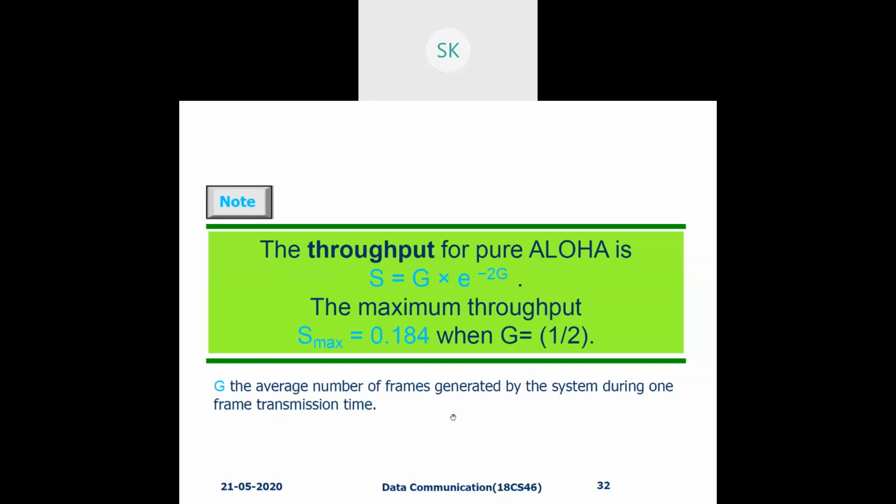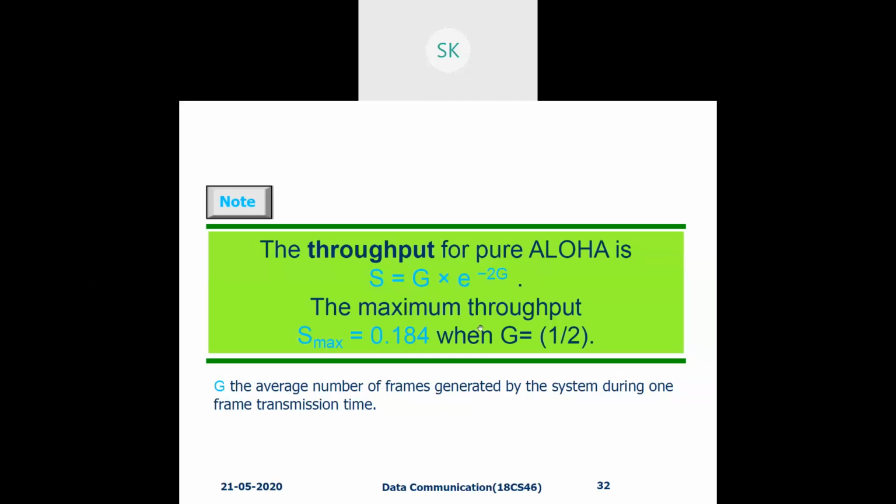So when you are constructing a frame, when you are making that particular frame to transmit from one end to another, and during that time, how many such frames can be generated on average? How many frames are generated by the system? That will be nothing but your G. See, that one we need to take.